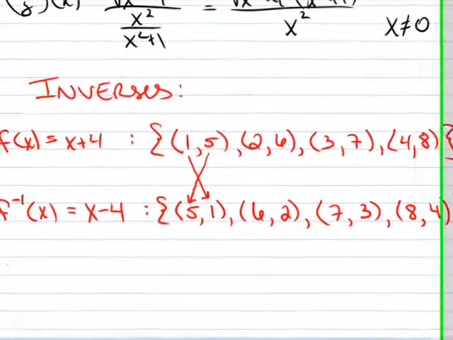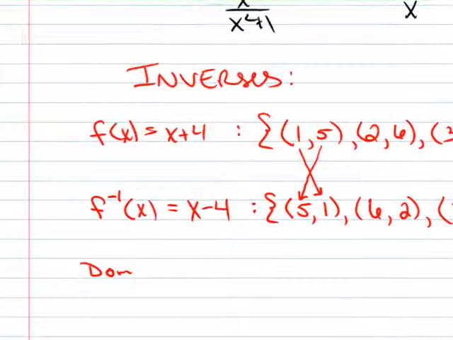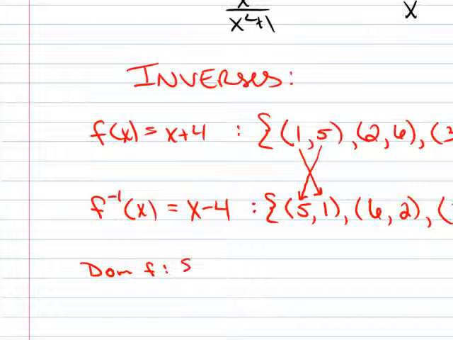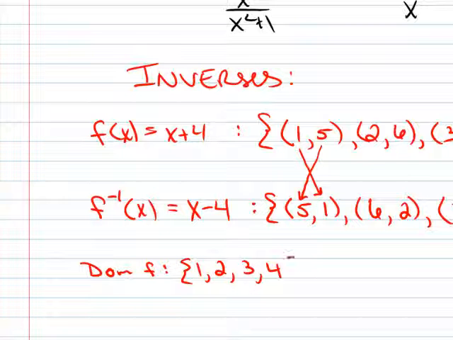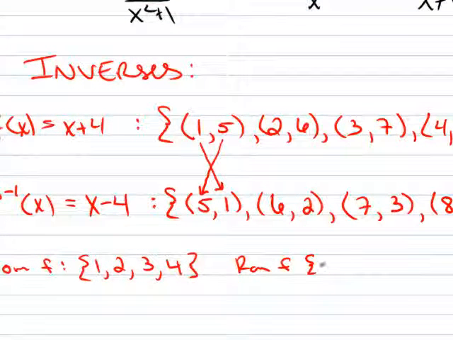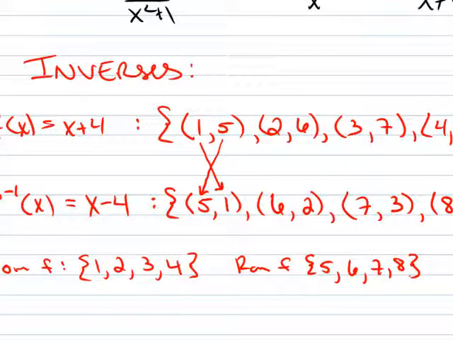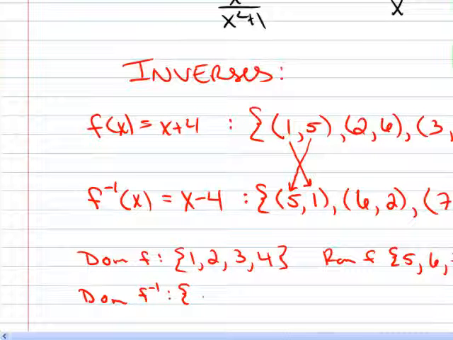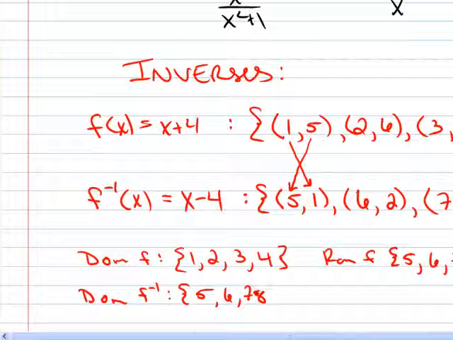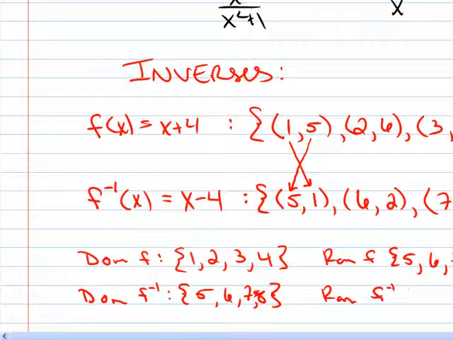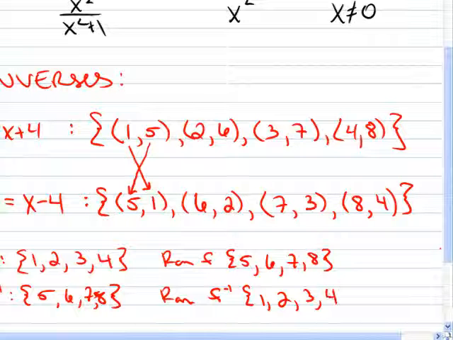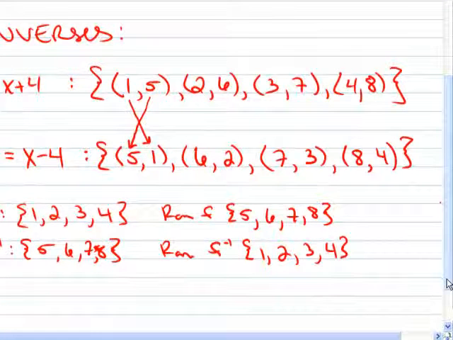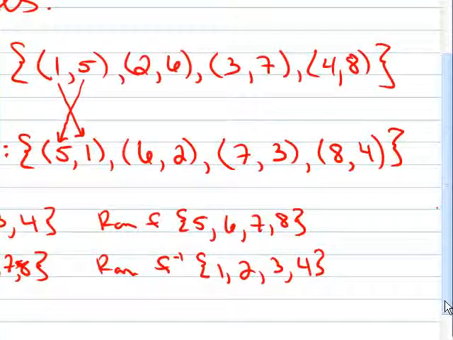And if I were to look at the domain and range of f, for the domain I have 1, 2, 3, 4, and for the range of f I have 5, 6, 7, and 8. And if I do the same thing for this f minus 1 guy, if I look at the domain of the bottom one, I have 5, 6, 7, and 8. And if I look at the range of the bottom one, I have 1, 2, 3, and 4. So they're backwards. They're opposites of each other. They are inverse functions.